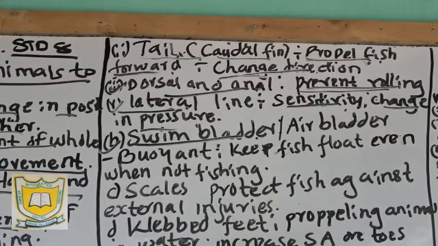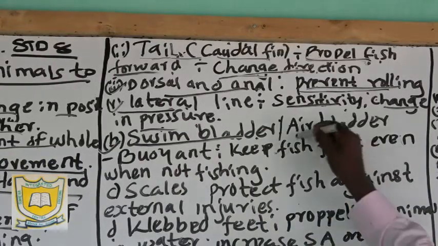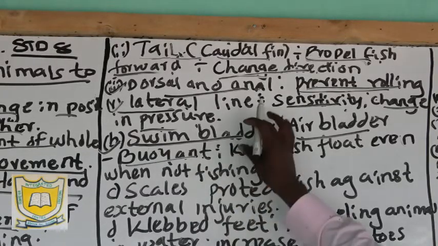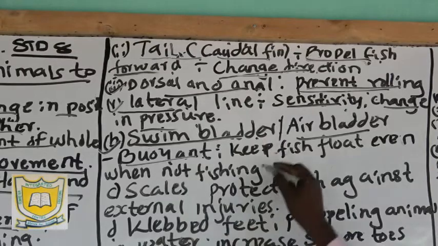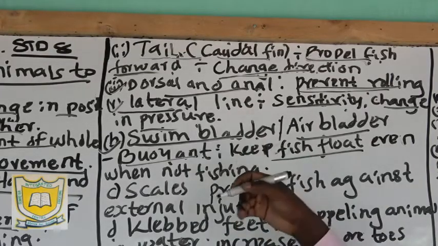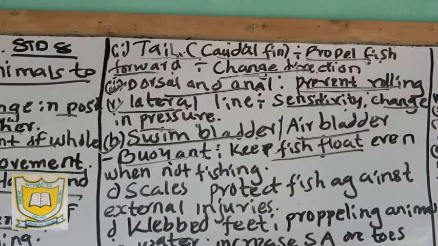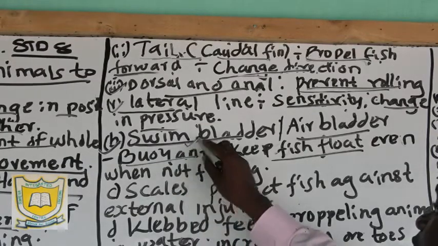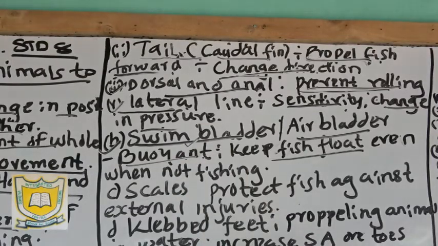The swim bladder is also called the air bladder. It has what we call buoyancy, or buoyant. This buoyancy is the ability of the fish to float in water. So the swim bladder helps the fish keep floating on water. That's why if you pollute the water, or you pollute the habitat of fish, the fish will just have to float. Why? Because of the presence of the swim bladder.